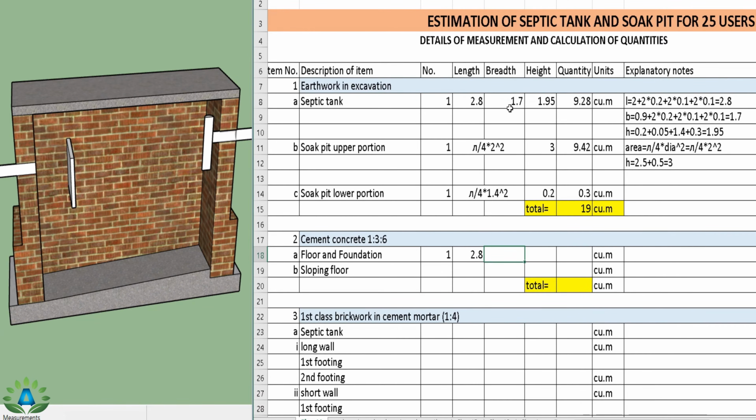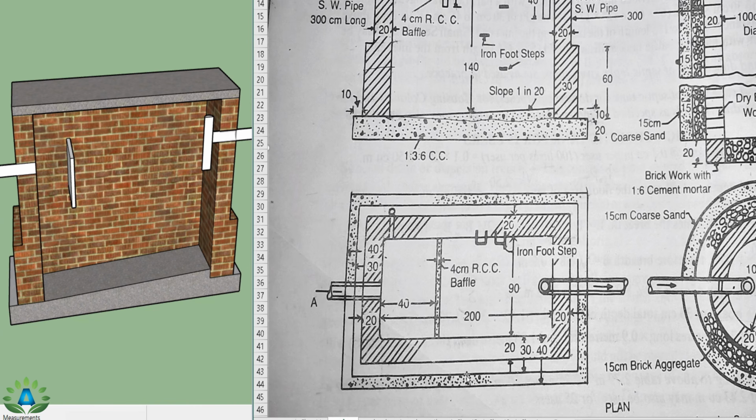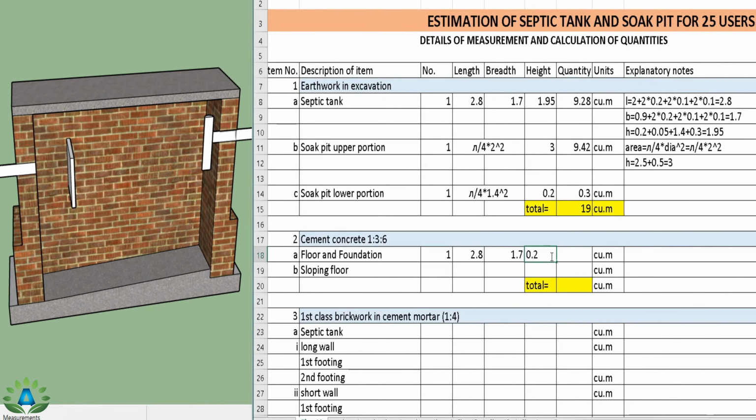So we have already calculated this breadth, so I can easily write 1.7, and we have the height of 20 centimeter, that is 0.2 meter. So we get the total quantity 0.95 cubic meter. Now we are going to do this sloping floor, that is the triangular portion.